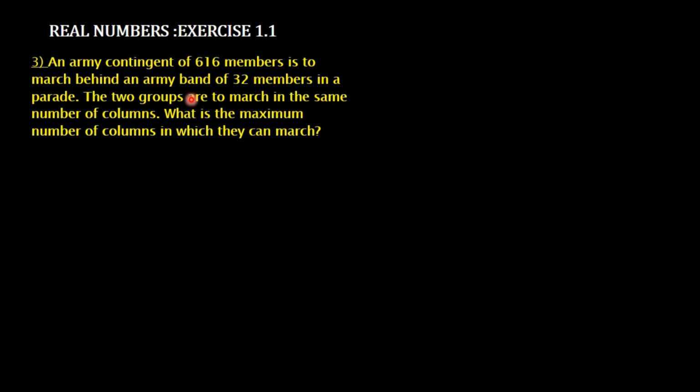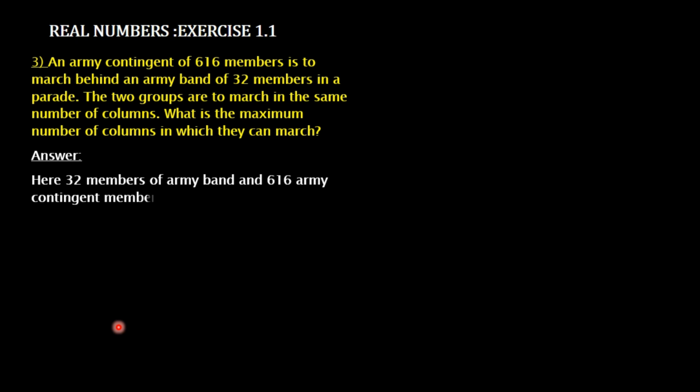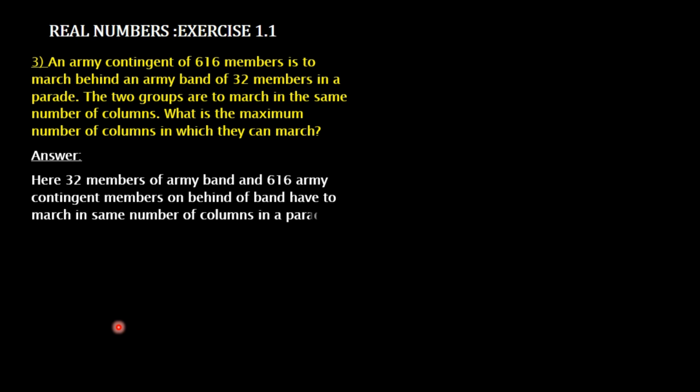You have seen the march parade before, how they are marching: the army band will be in front of the army people and the army people will march behind them very beautifully. So this will be in our mind before proceeding to this problem. Here the 32 members of the army band and the 616 army contingent members behind the band have to march in the same number of columns in a parade.